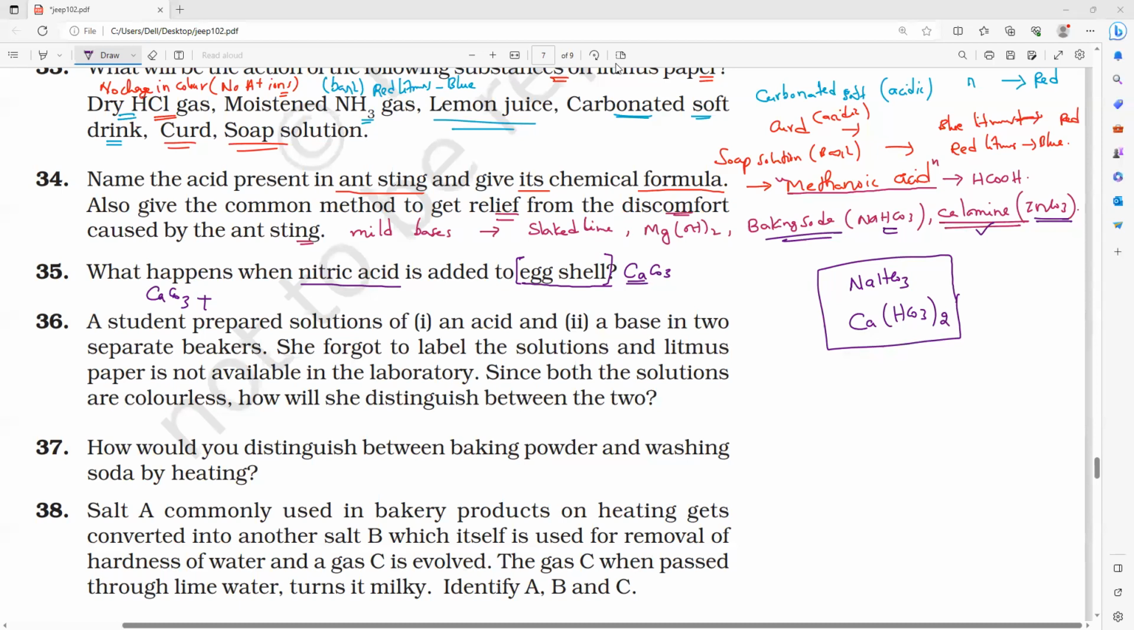Nimish, yes, nitric acid formula. HNO3, sir. Yes, HNO3. Now, Mr. Sanjay Kannan, what is the expected product?